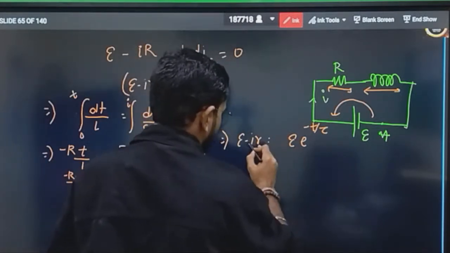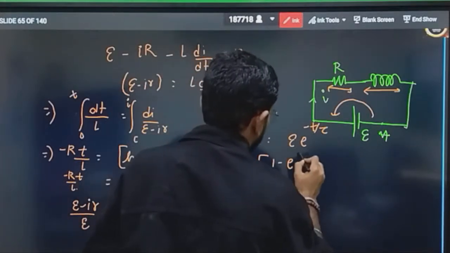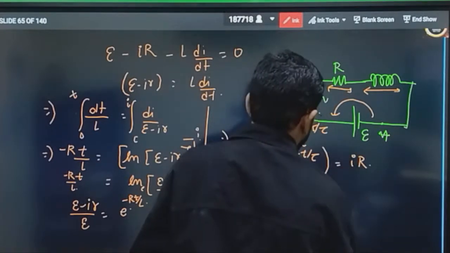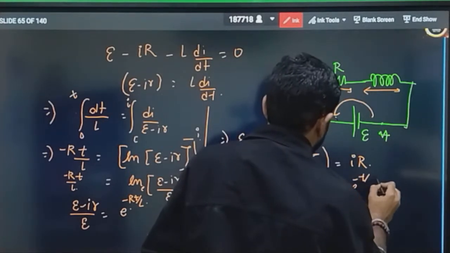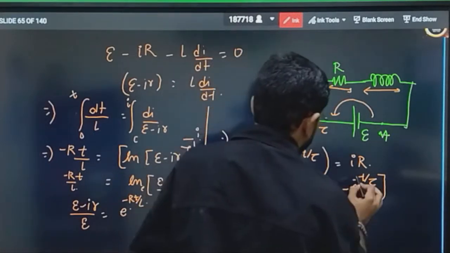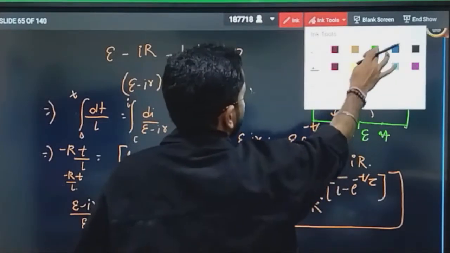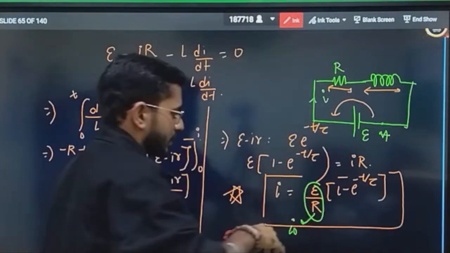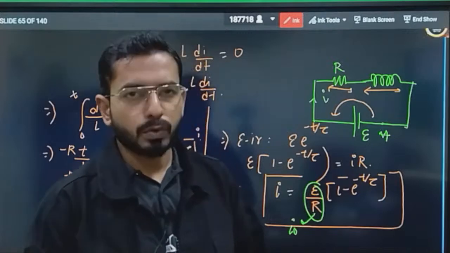I have to find the current. That means I will take this to this side. I will write E as common, 1 minus e power minus t by tau, equals I into R. So finally the current can be written as E by R times 1 minus e power minus t by tau. That is the result you have to remember for the growth circuit. This complete term E by R is also written as I naught, so the general equation is also remembered as I equals I naught times 1 minus e power minus t by tau. Now there will be two cases.